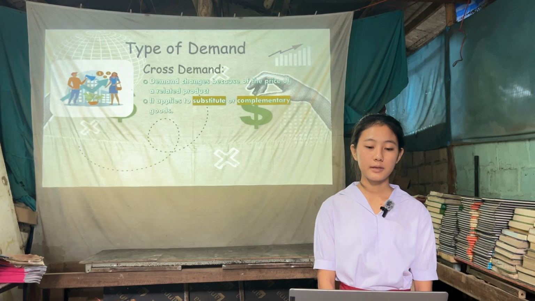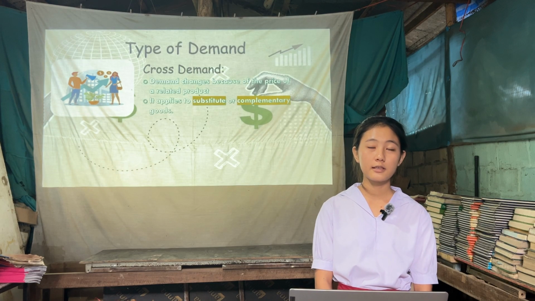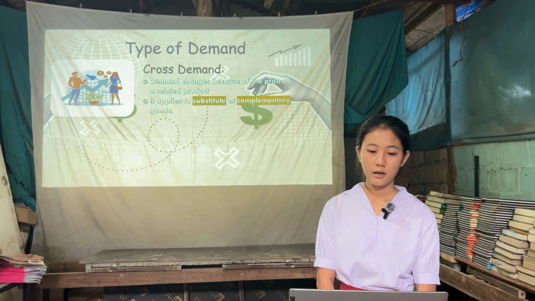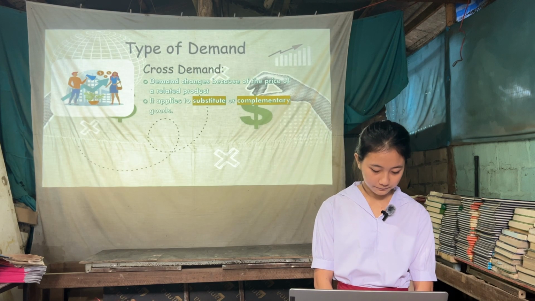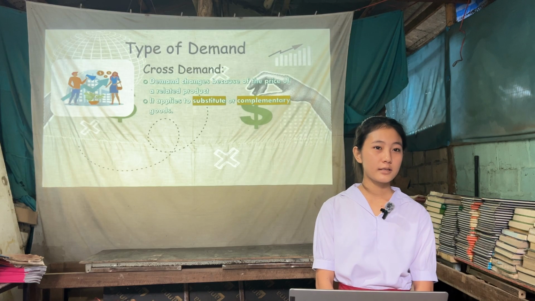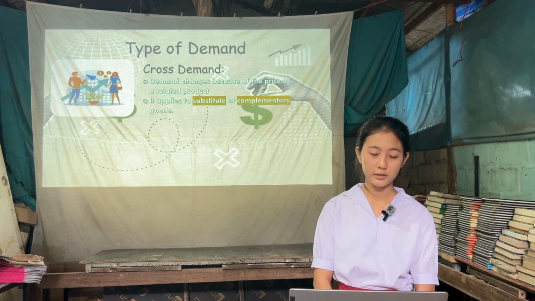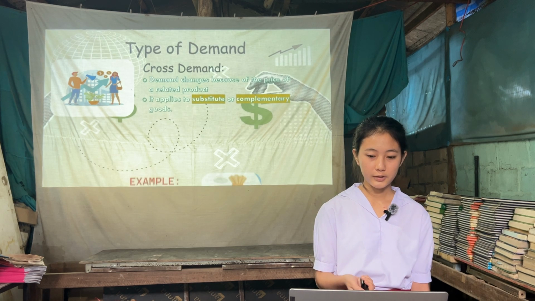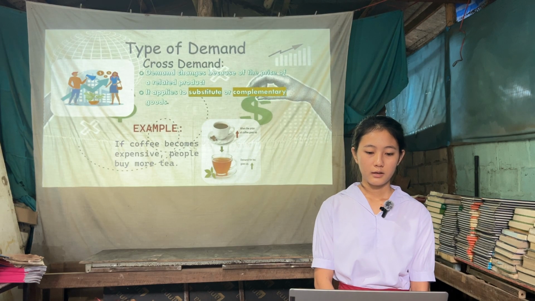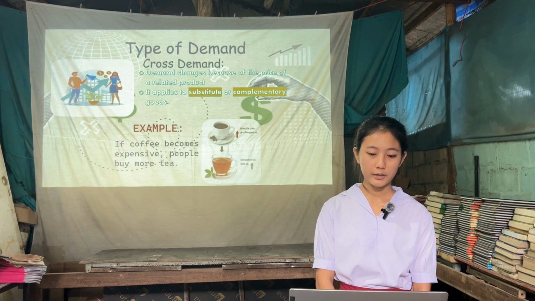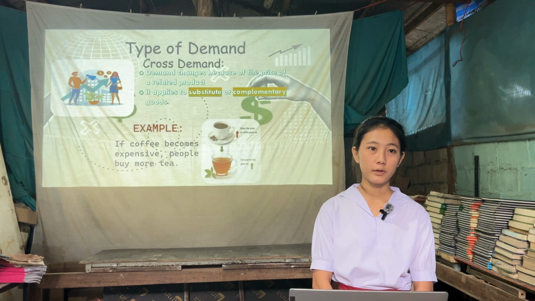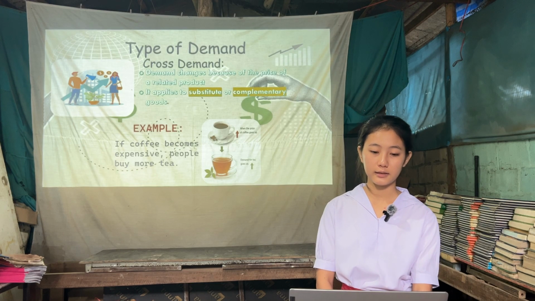And the third type is cross demand. Cross demand is the relationship between one product and another related product. When the price of one product changes, the demand for another product may also change. For example, if coffee becomes more expensive, many people will buy tea instead.